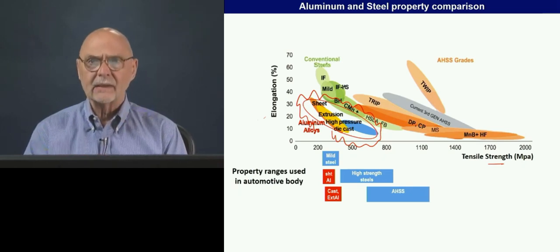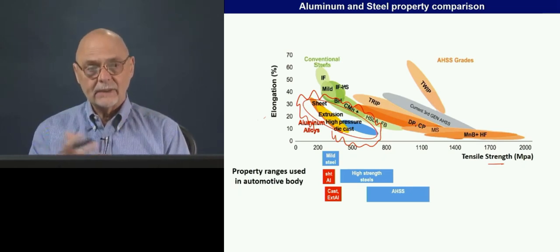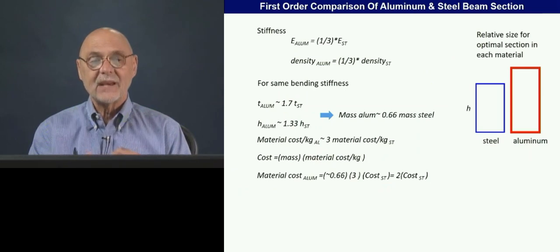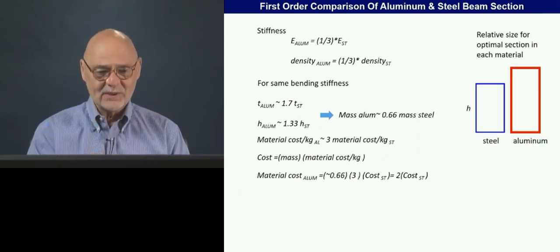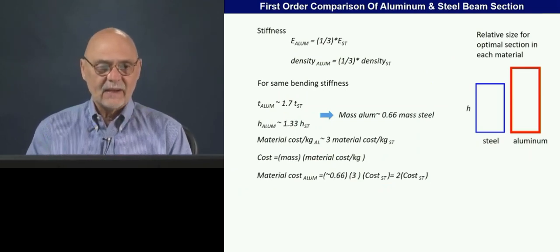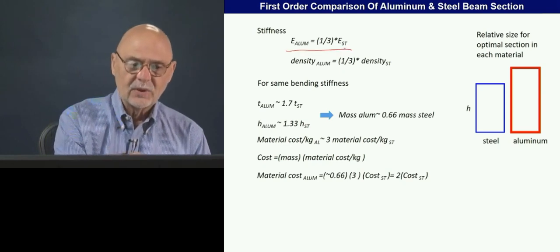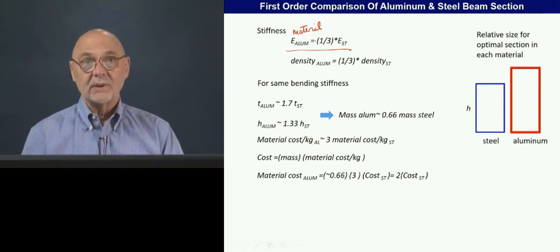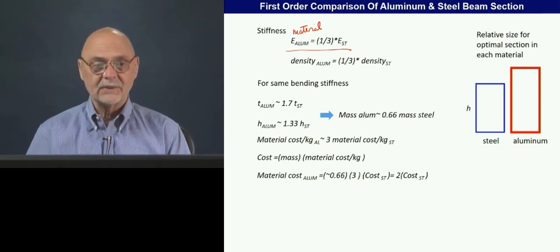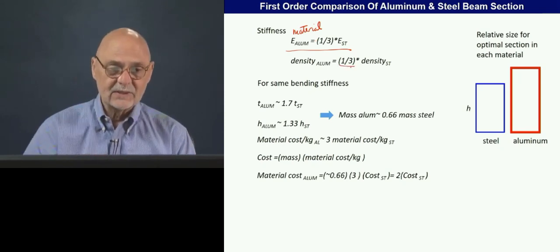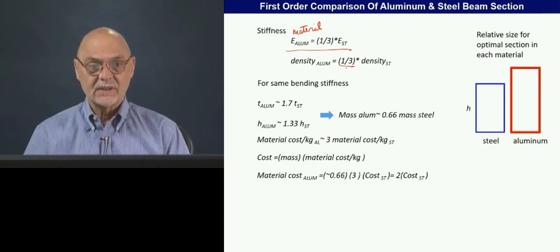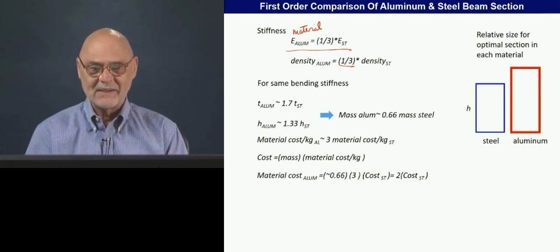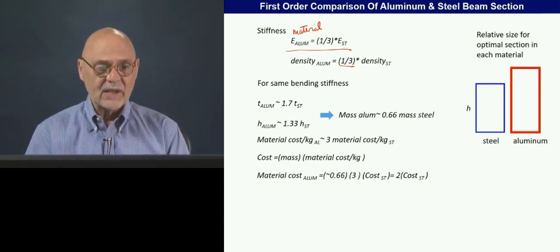Let's take a look at a comparison of not only the structural performance but also the cost. In general, from a material standpoint, so this is just looking at material here, Young's modulus in aluminum is about a third of that of steel. The density is about a third that of steel as well. Okay, so it looks like it might be just a wash if we tried to use it.